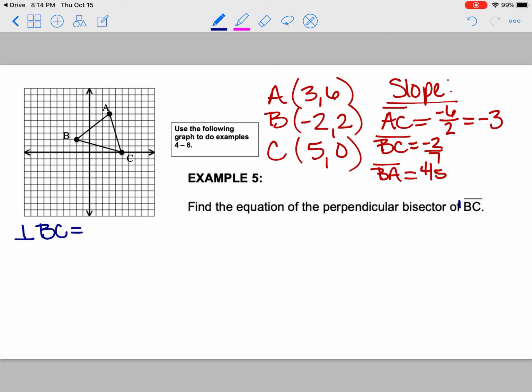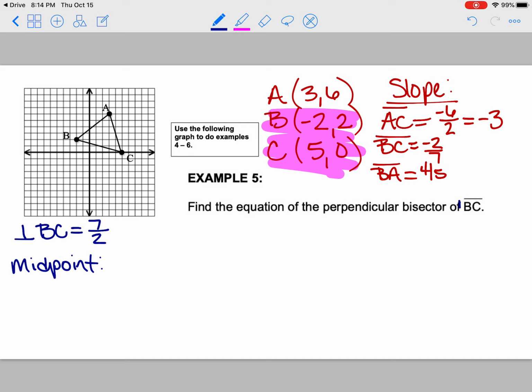BC slope is -2/7, so the perpendicular slope would be 7/2. We flipped it and changed the sign. And then because, again, it says bisector, we've got to find the midpoint. Remember, the midpoint formula is that we add our x's together and divide by 2, add our y's together and divide by 2. And we want the midpoint of BC, so we're going to take those 2 points right here.